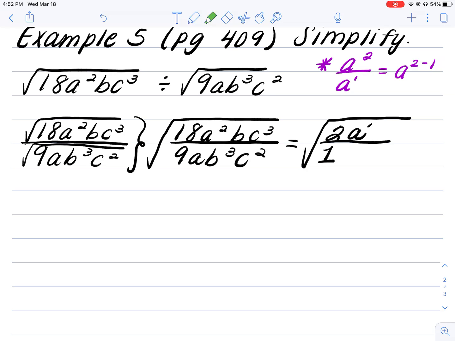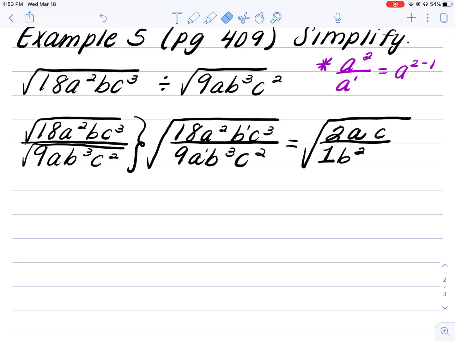I can do the same thing here with my b's. I can subtract 3 and that little hidden 1 that's there, okay? And I would get b2. However, because the bigger number is at the bottom, b2 is at the bottom. And the last one, okay, is my c3 and c2. And when I subtract those, I get C, and it's at the top because the bigger exponent is at the top. Now, I don't need to put A1 and C1. I could just put A and C.